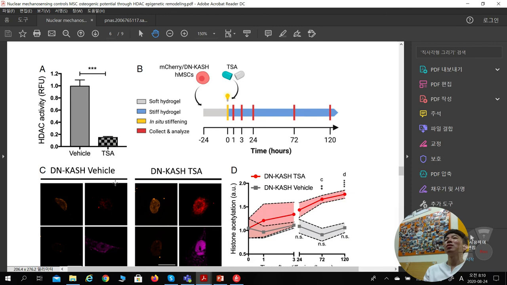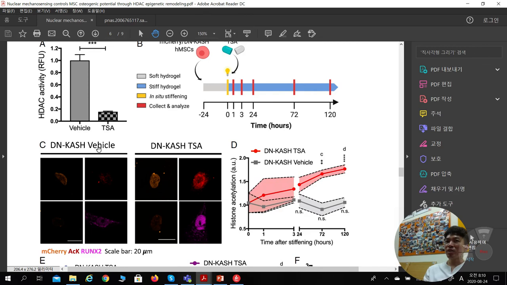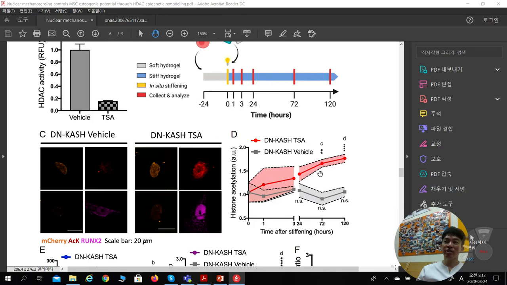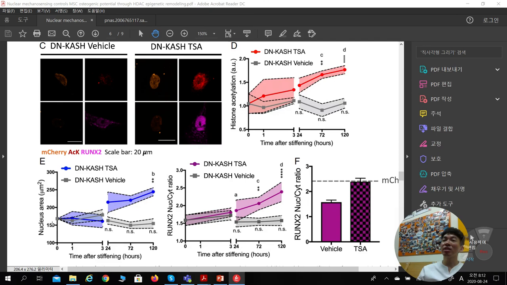TSA in this DN cache stem cell: because there is no link between the nuclear membrane and the cytoskeleton, no acetylation and laminase increase. But when they treat TSA as an HDAC inhibitor, acetylation increases, and interestingly, nucleus area and laminase co-localization are also increased without stiffening. So they mention that TSA can replace the gel stiffening. They want to say gel stiffening is controlling the HDAC activity.